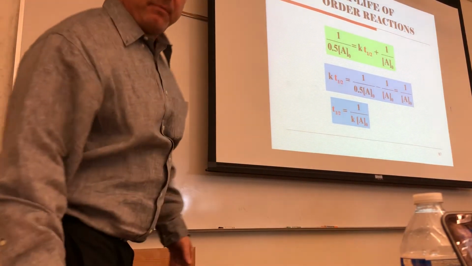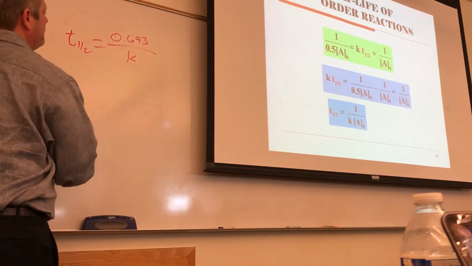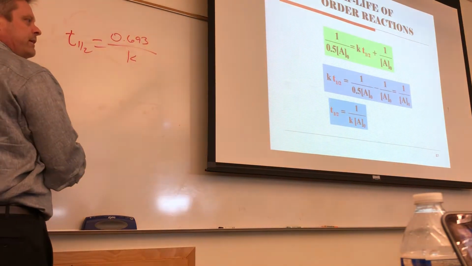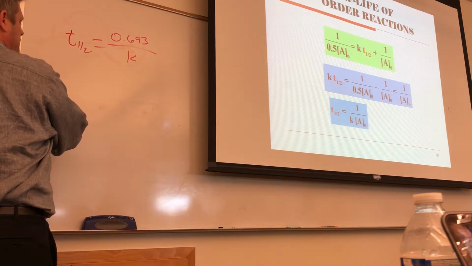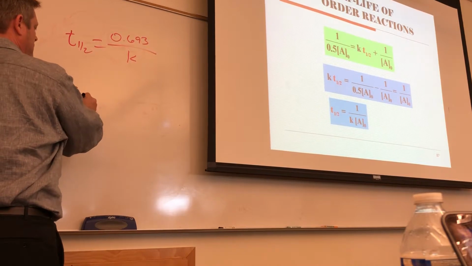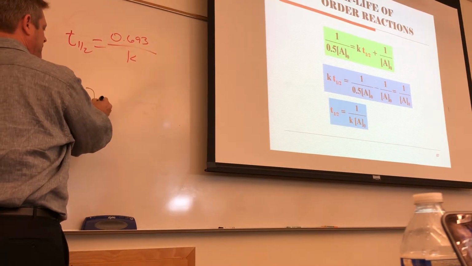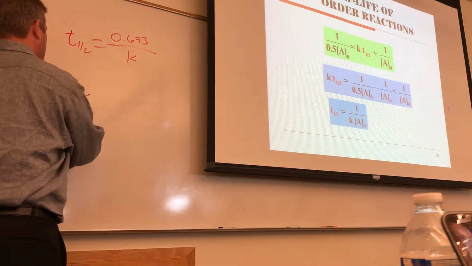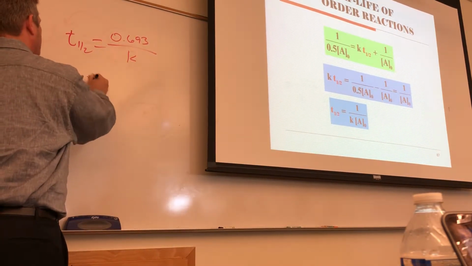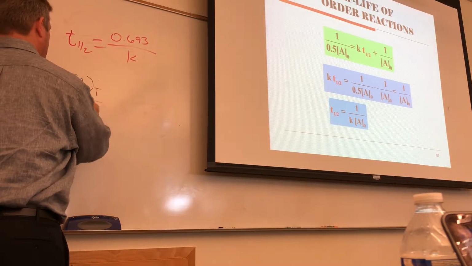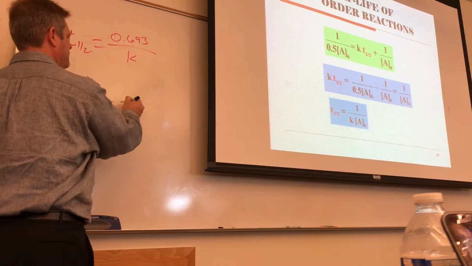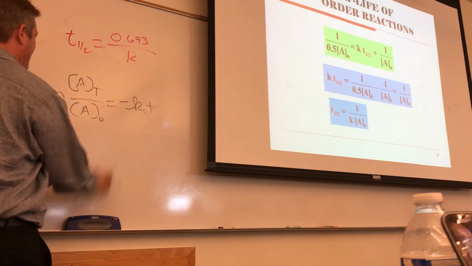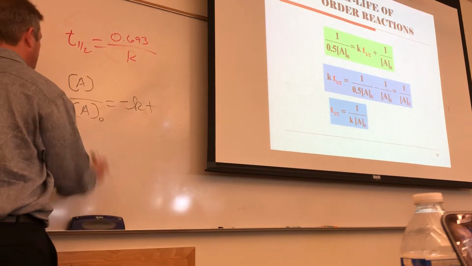Maybe we should quickly look at what the rate law was for the first order. The integrated rate law was A over A0, what is this one? A at time t over A0 equals negative kt. Okay. And when we made this half, all I did there was this, right?